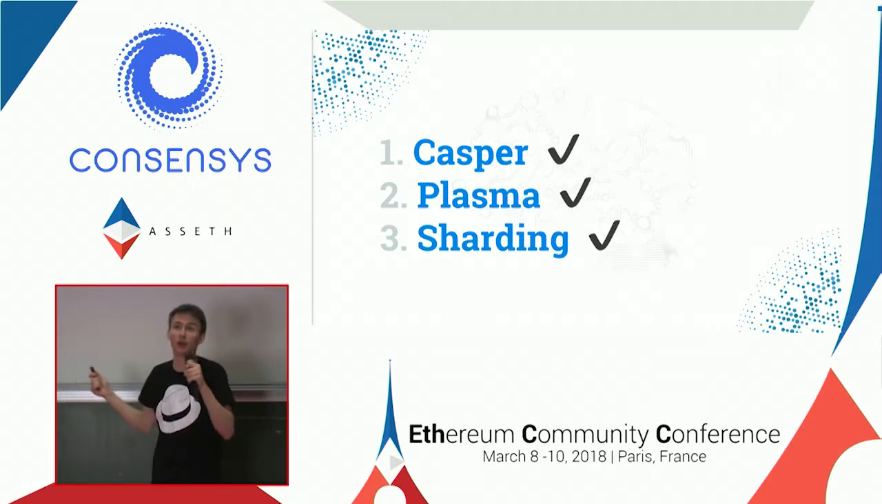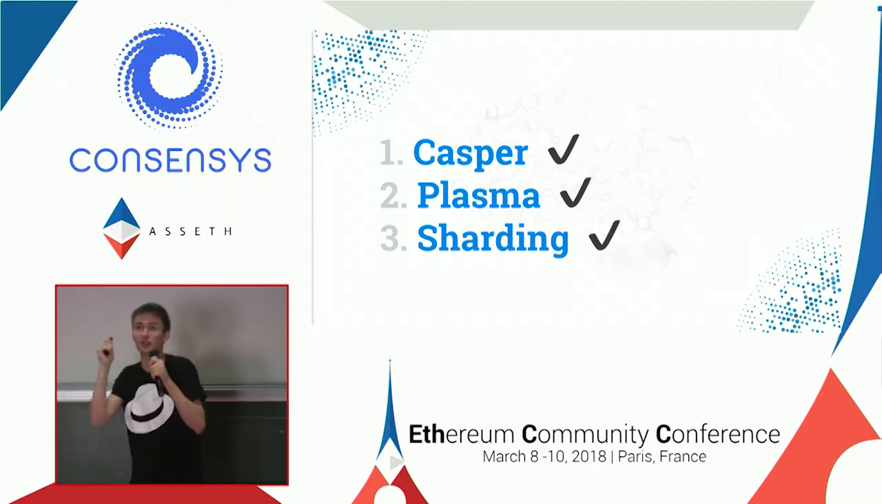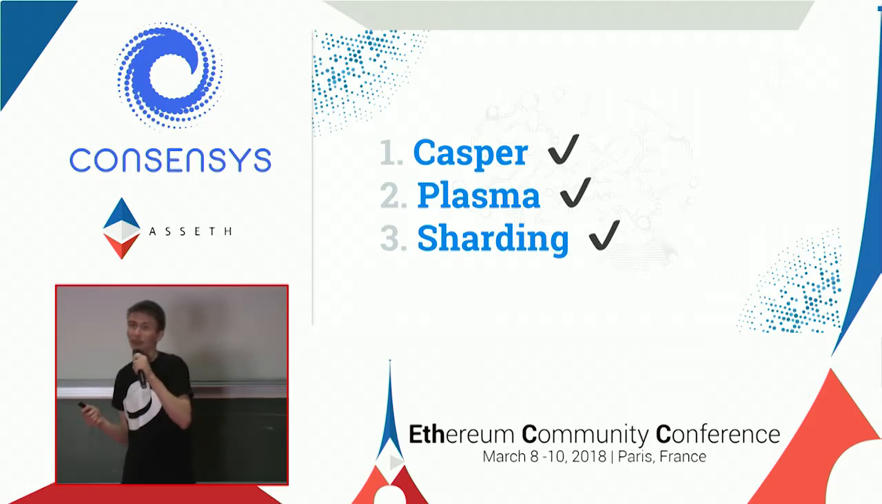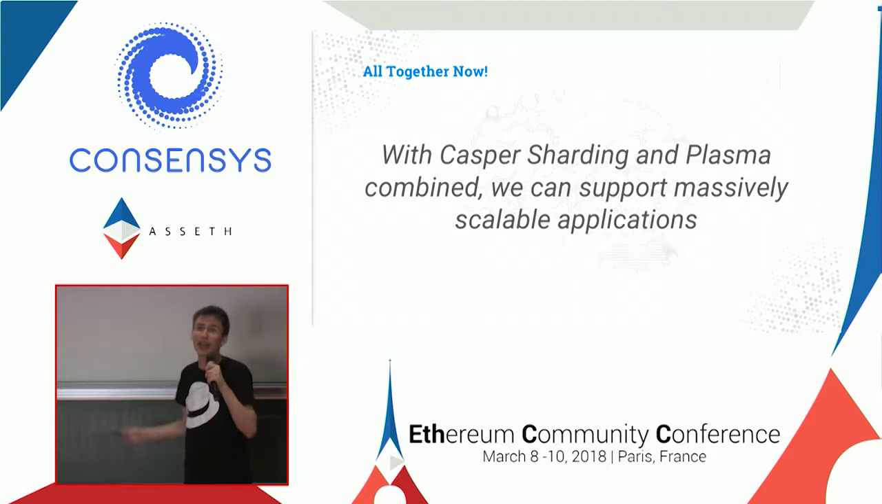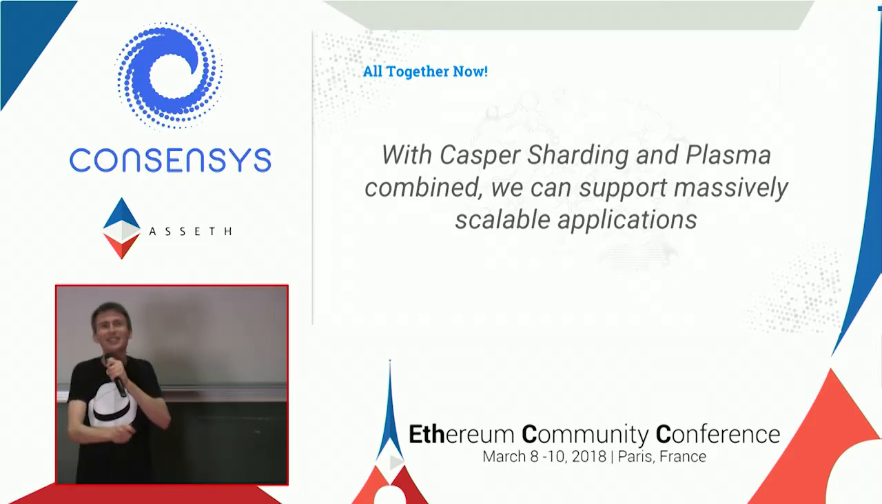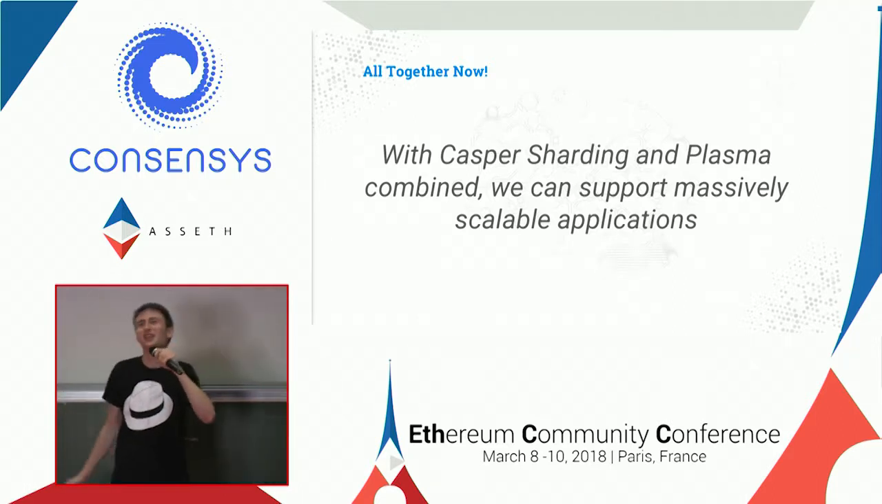And this is actually sooner rather than later. Once again, shout out to github.com/Ethereum/sharding. So, with Casper, sharding, and Plasma, we can scale to the moon.